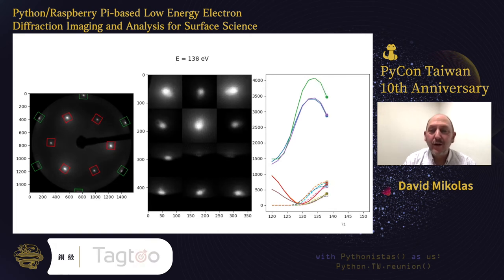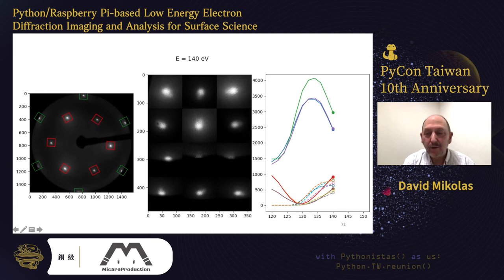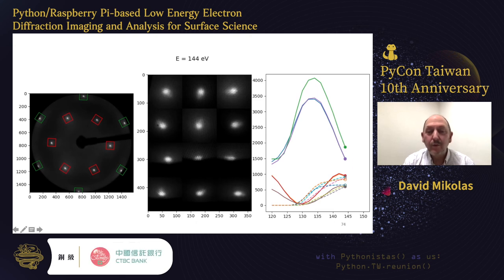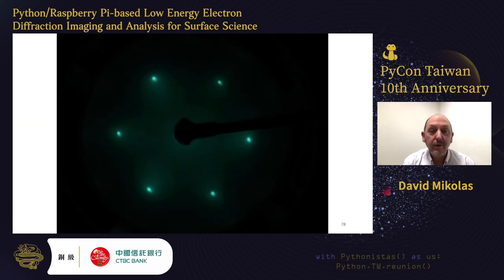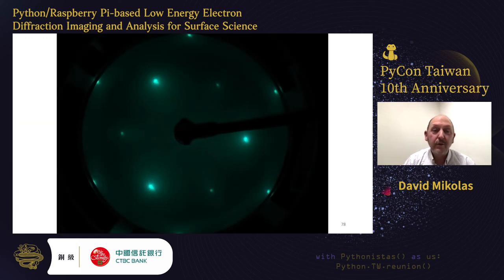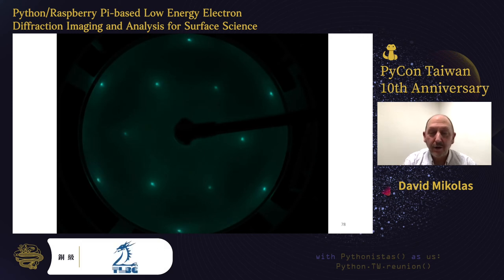As we increase the energy further, now the dim spots start returning. The bright spots start getting dimmer again. And these dashed lines are the 12 outer ring spots that are just coming on into the screen. So here's a video. This is basically the frames just stitched together of our first data.